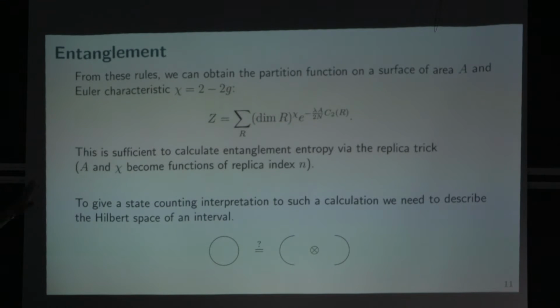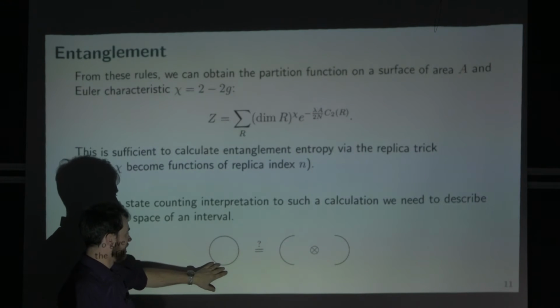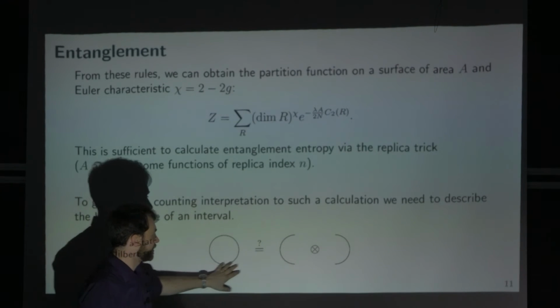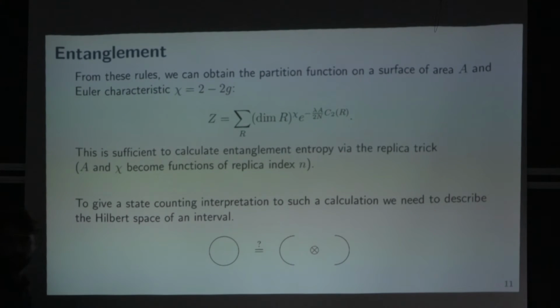Okay, someone can do this calculation, but I think it's more instructive to do something that will tell us about the state counting interpretation. And in order to do that, we need to think about the Hilbert space of a circle in terms of Hilbert spaces associated to intervals.